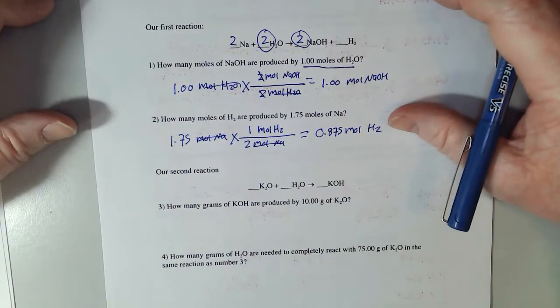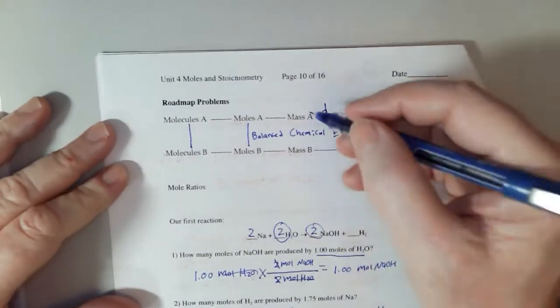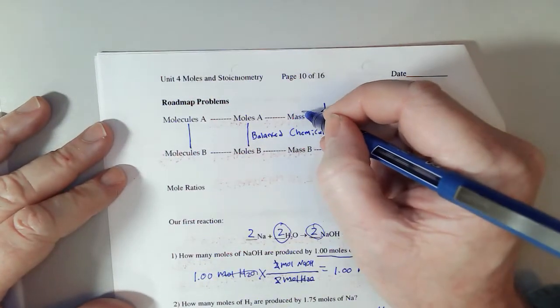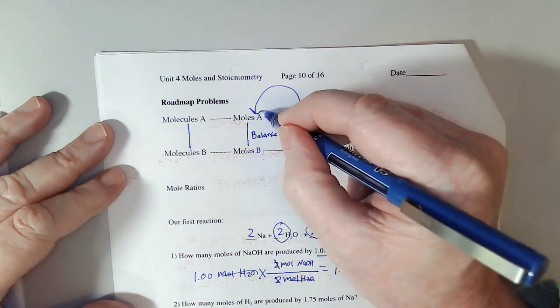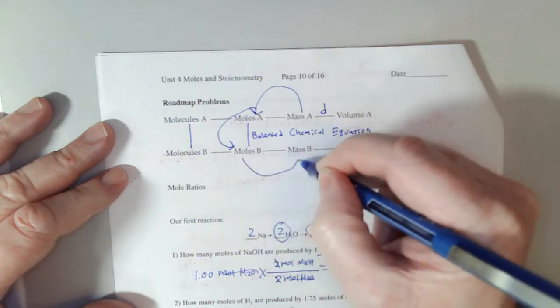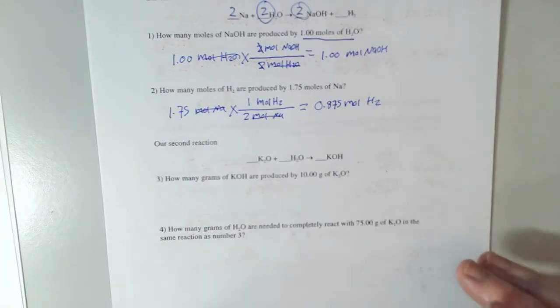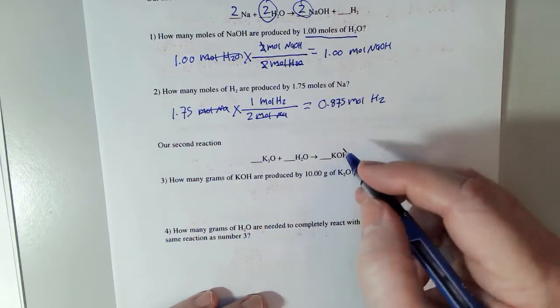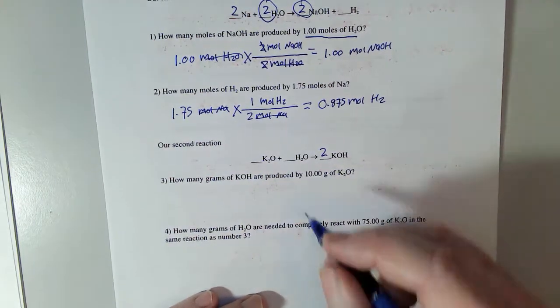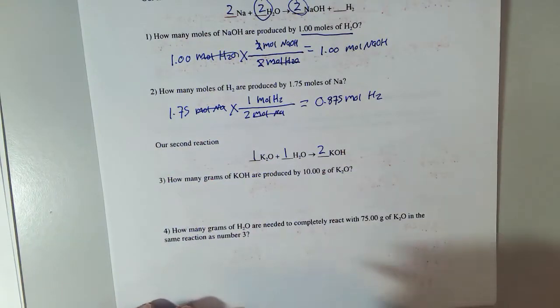Let's go on now and expand so that what we're really doing is going from the mass of A to the moles of A, to the moles of B, to the mass of B, a 3-step problem. Here's our second reaction. We balance it by putting a 2 there. If you need to put 1s there to feel comfortable, be my guest.